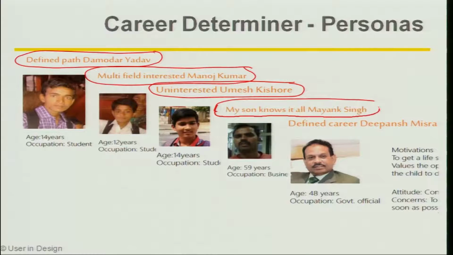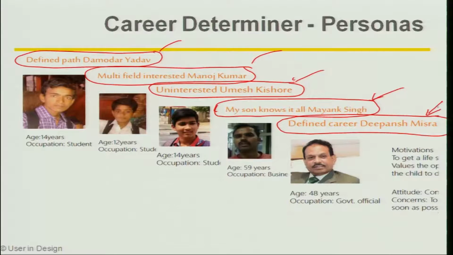He says, my son knows it all. My son is the expert. He knows what career to choose. And look at this Dipansh Mishra. He is saying what? It's called Defined Career Dipansh Mishra. He basically thinks that his son or daughter needs to do so-and-so career. I have defined it for them. That's what is right for them. So you can see that there are these 5 very different approaches all towards the same design.